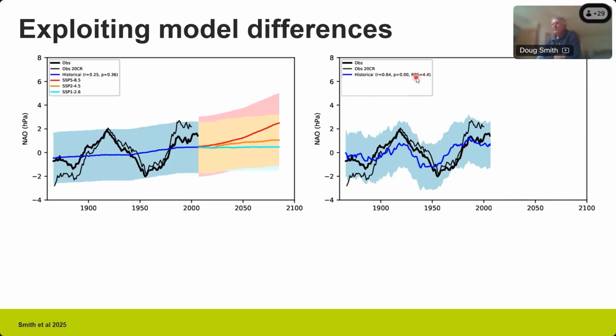And then when we want to look at the projections, again, taking the models at face value, there is some distinction between the different scenarios. So we have the SSP 585, the high greenhouse gas concentration scenario, the medium mitigation SSP 245, and the strong mitigation SSP 126.